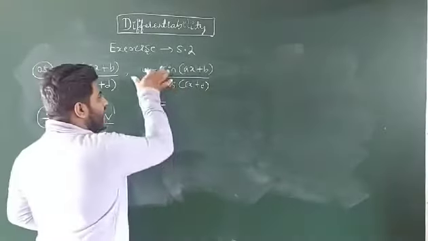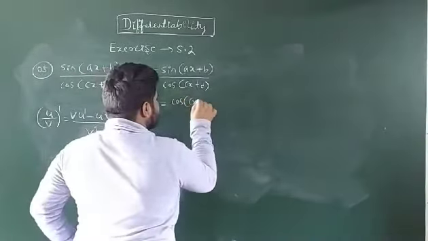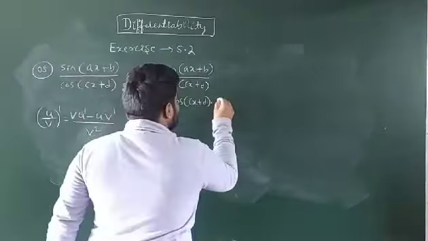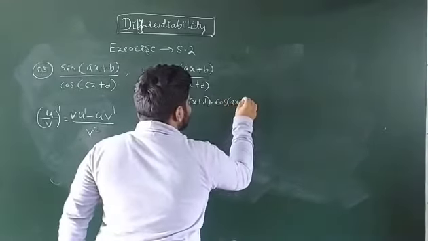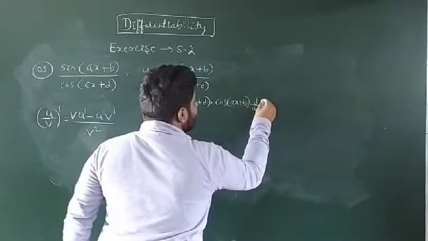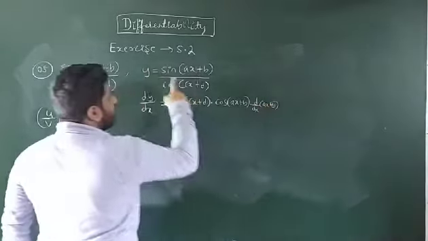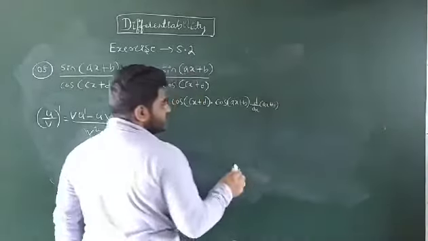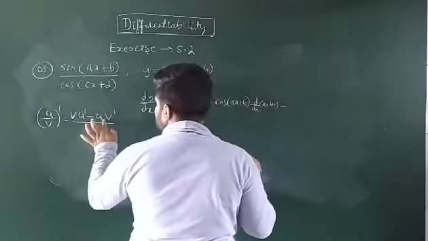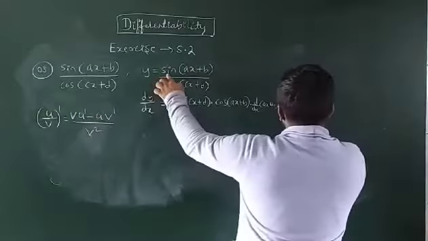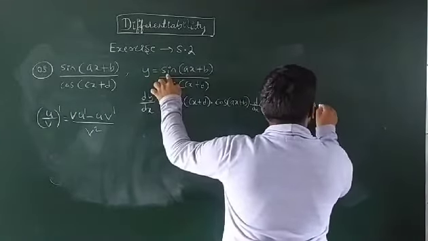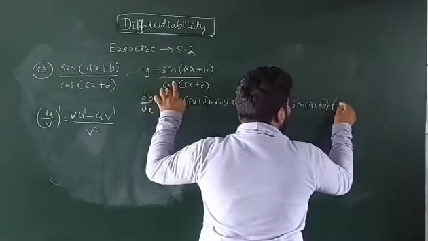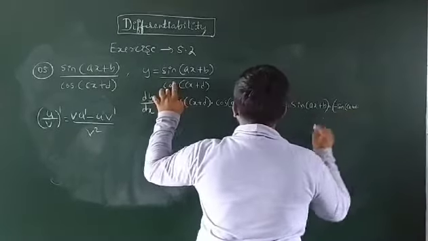So whatever denominator is there, as it is, cos of cx plus d as it is. So differentiation of sin ax plus b is nothing but cos ax plus b into d by dx of ax plus b. Because differentiation of sin is cos, but whatever inside function is there, we have to take differentiation of that also. Next one, minus u. U means numerator. Numerator as it is. So what is numerator? Sin ax plus b as it is into d by dx of cos.